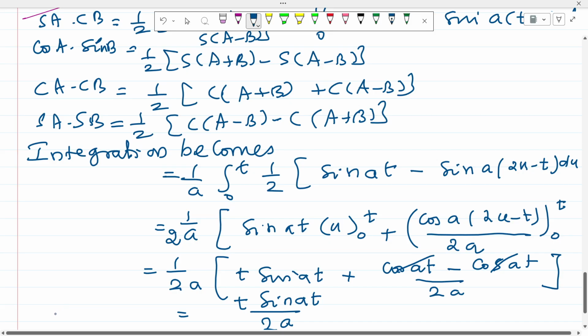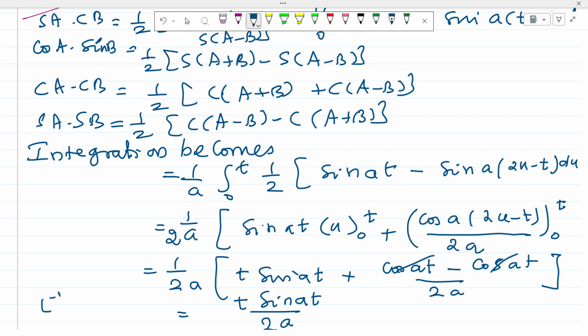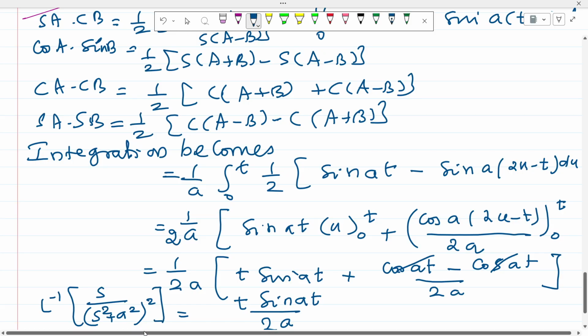What is the left hand side? Laplace inverse of s by s square plus a square whole square equals t sin at by 2a. So for this convolution, you should know the convolution theorem and then basic trigonometric formulas. Okay na?